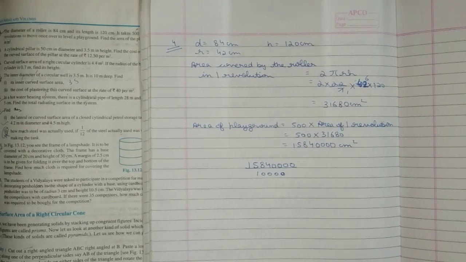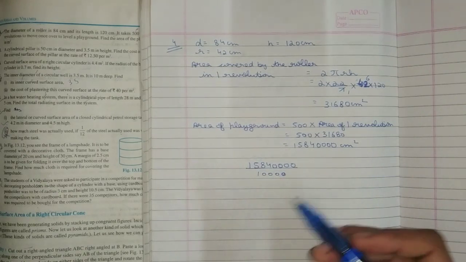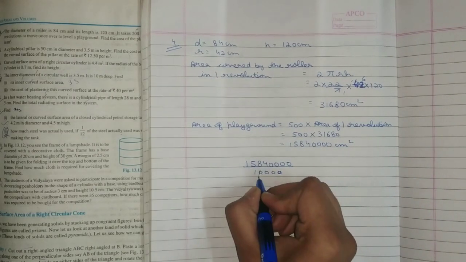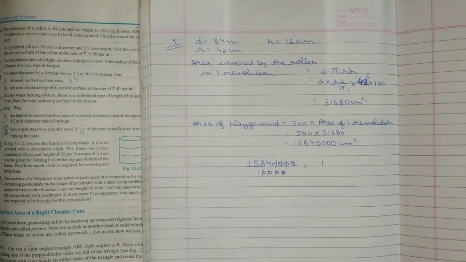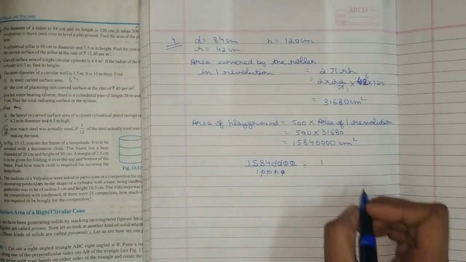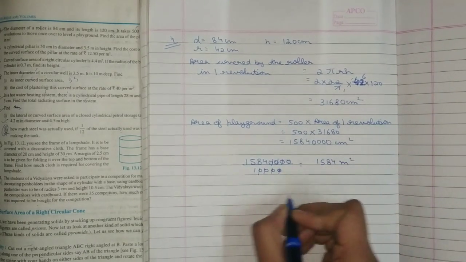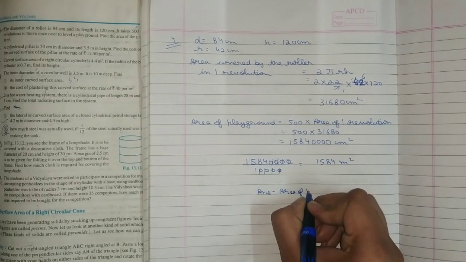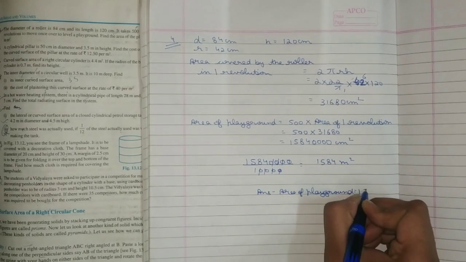Why? Because 1 centimeter is equal to 1 upon 100 meter, and as it is centimeter square to meter square, we have to remove 2 zeros more, so 4 zeros in total. 1, 2, 3, 4. It is a very simple calculation which will give us 1584 meter square as its answer. So the answer: area of the playground is equal to 1584 meter square.